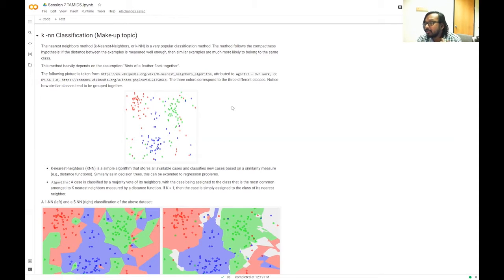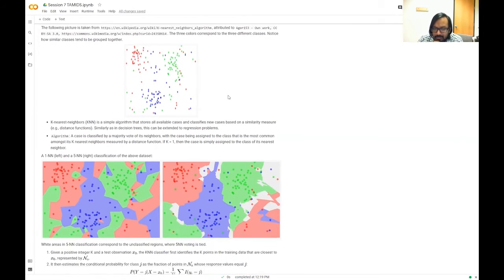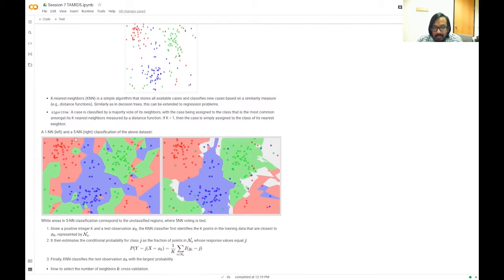However, when k is greater than 1, sometimes you can run into issues like ties. So here is the performance of 1 nearest neighbor on the left and 5 nearest neighbor on the right. The trouble on the right-hand side is these white patches where the algorithm couldn't figure out how to label the test data points.